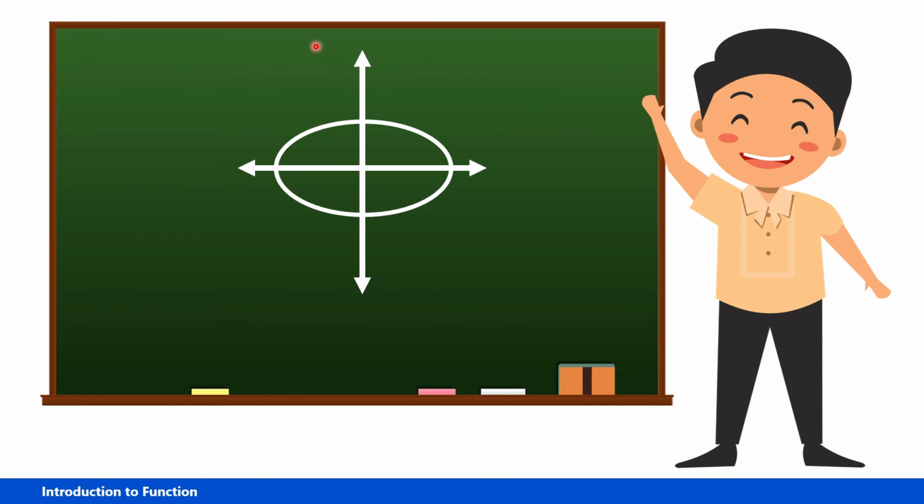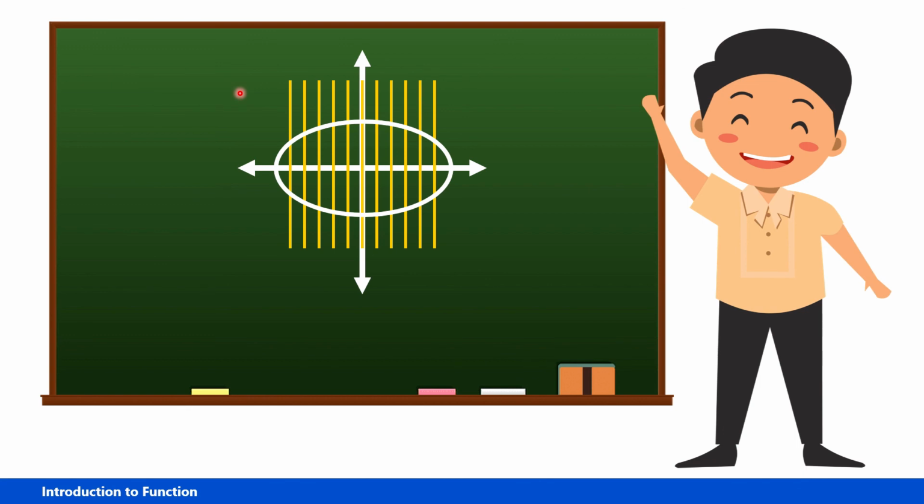So how about our second graph? So mag-drawing tayo ng vertical lines. And let us identify if this graph is a function or not. So let us analyze. Dito sa ating vertical lines, mayroon tayong higit sa isang point na nag-intersect. Okay? So meron tayo dito at meron tayo sa ilalim. Kagaya din ng mga sumusunod na point natin. Therefore, this graph is not a function.